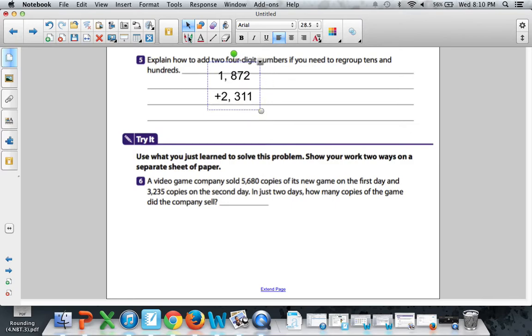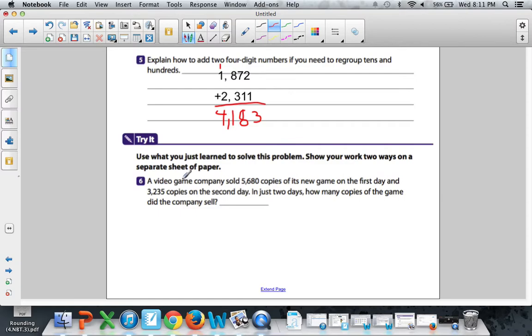You would have to regroup because you do 2 plus 1 and that equals 3, sure, and 7 plus 1 and that equals 8, why not? But then 8 plus 3 is going to give you 11, carry the 1, 1 plus 1 is 2, 2 plus 2 is 4. And you can see what we did. Explain how to add two 4-digit numbers if you need to regroup. Well, it's simple. You just add, drop the ones place, and carry over the tens place. Carry over. If you know how to carry over, you'll be fine.